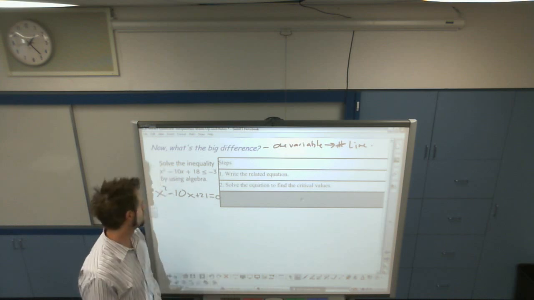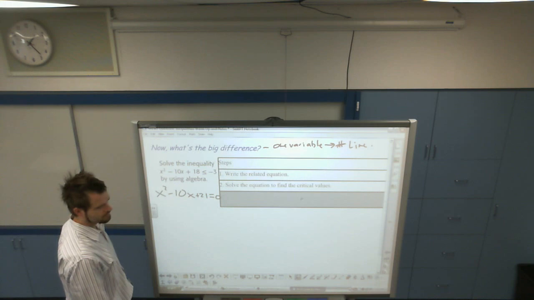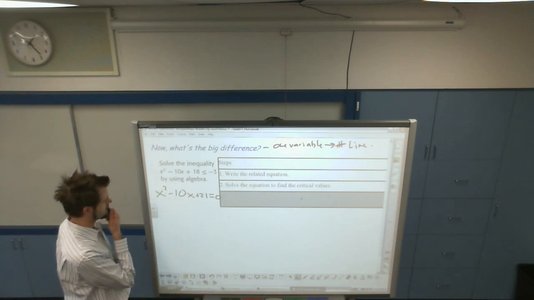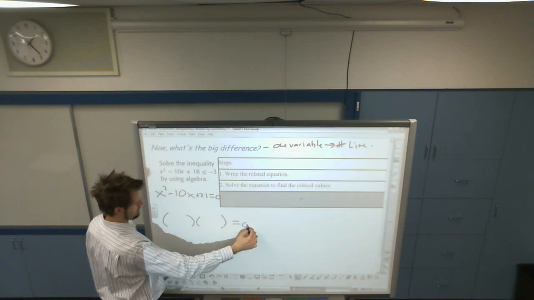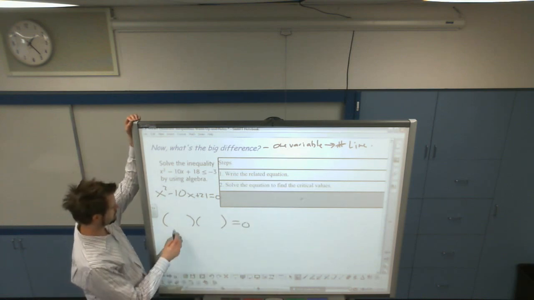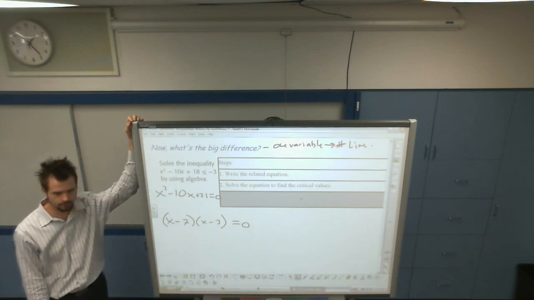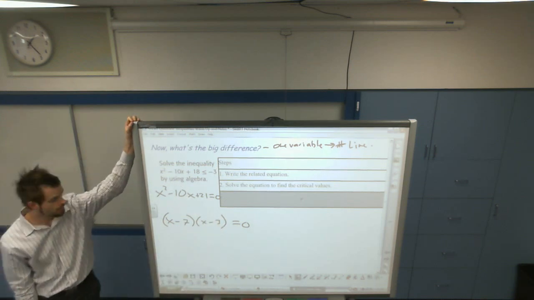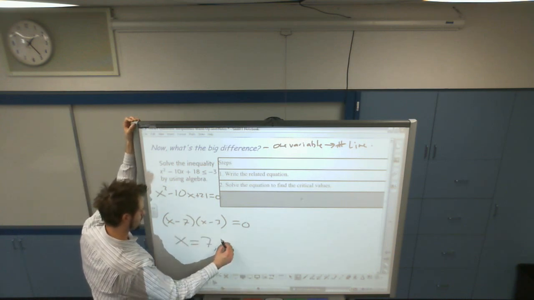Let's see. Abby, does this factor? Anything multiply for 21 and add for minus 10? Sure. Absolutely. Right? Multiplies for plus 21 and adds for minus 10. And so we have two roots, two zeros of 7 and 3.